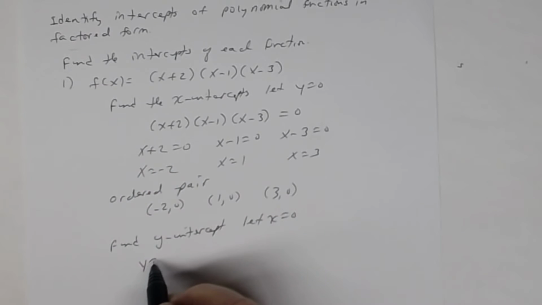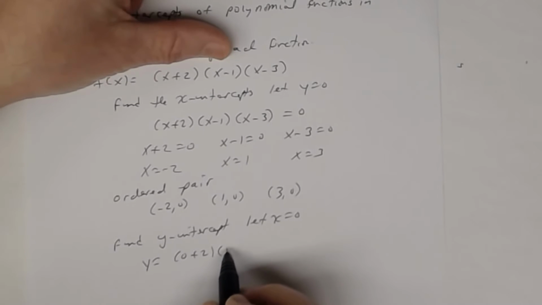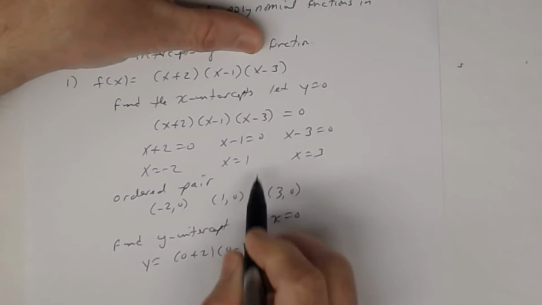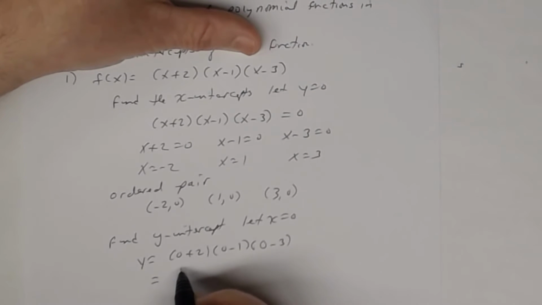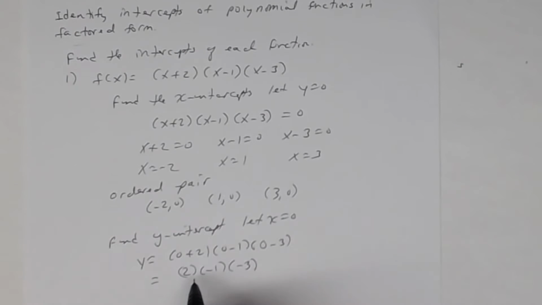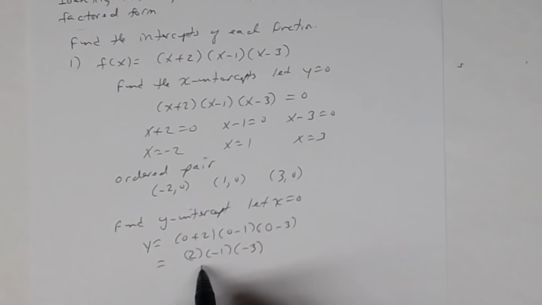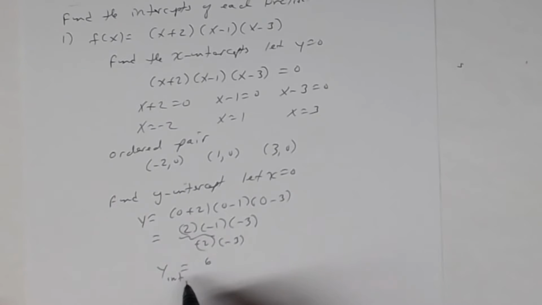So I get y equals 0 plus 2 times 0 minus 1, remember I'm finding the y-intercept, and then I go here and I substitute 0 for x, 0 minus 3. So that's going to equal 0 plus 2 is 2, 0 minus 1 is -1, and then 0 minus 3 is -3, right? And so 2 times -1 is -2, and then -2 times -3 is +6. So my y-intercept is 6.